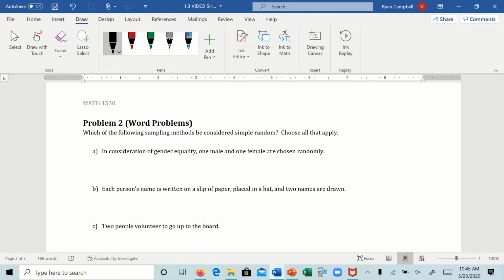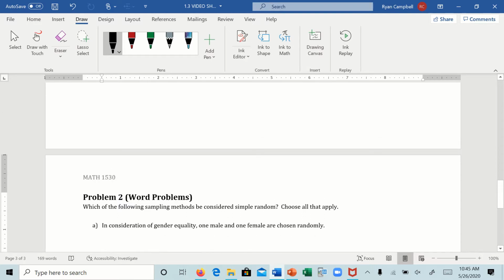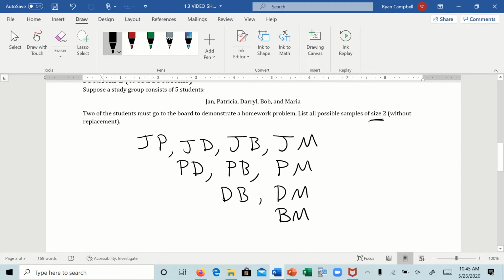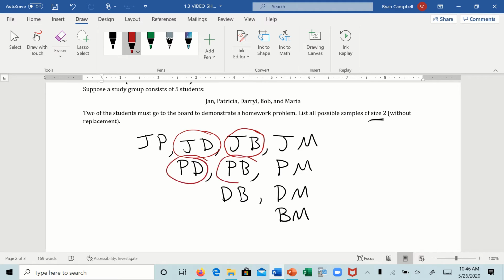In consideration of gender equality, 1 male and 1 female are chosen randomly. So is that simple random? 1 male and 1 female are chosen randomly. So if we had 1 male and 1 female, right, we see that Jan and Daryl could be chosen. Jan and Bob could be chosen. Patricia and Daryl could be chosen. Patricia and Bob could be chosen. Daryl and Maria could be chosen, and Bob and Maria could be chosen. And those are the only ones that could be chosen, right?